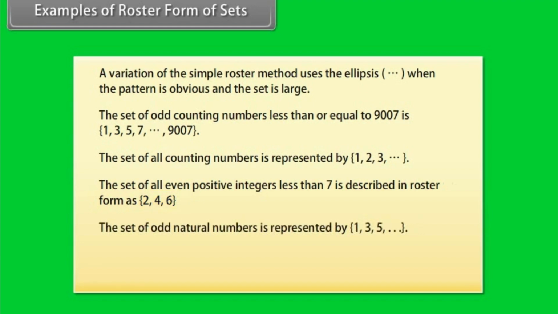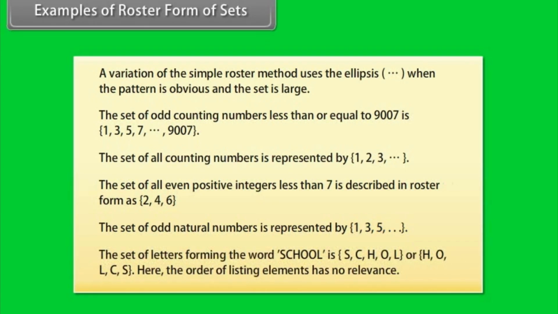The set of odd natural numbers is represented by {1, 3, 5, ...}. The set of letters forming the word school is {S, C, H, O, L} or {H, O, L, C, S}. Here, the order of listing elements has no relevance.